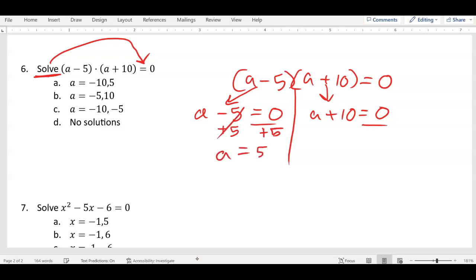So 0 plus 5 is 5. To get rid of plus 10, you do minus 10. 0 minus 10 is negative 10. Okay. So positive 5 and negative 10 is going to be letter A.